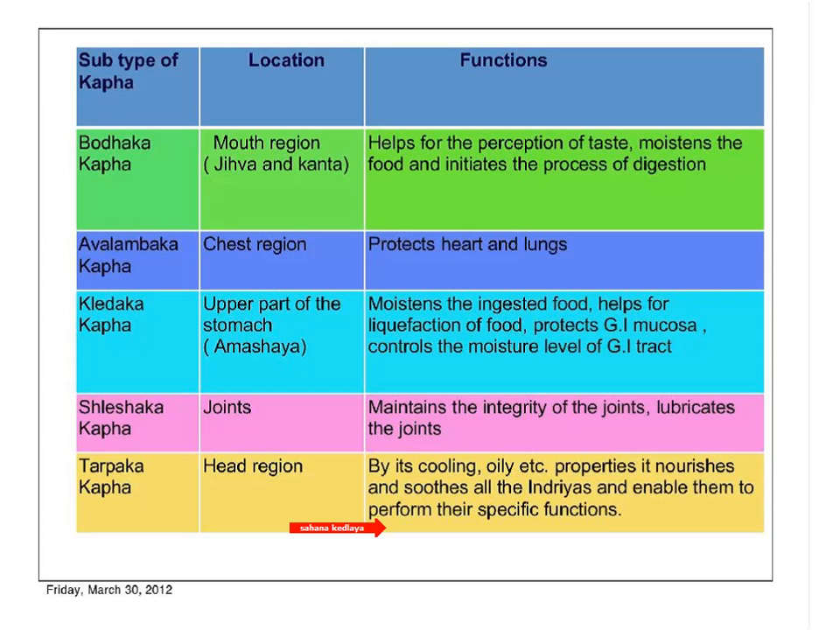But when the Tarpaka Kapha is in a normal state, it helps the proper functioning of the sense organs, and also it soothes and nourishes the brain and the sense organs. So, this is about the 5 subtypes of Kapha, their functions and their locations.